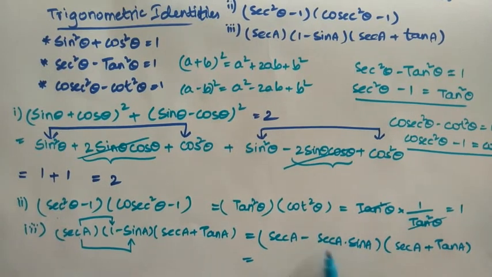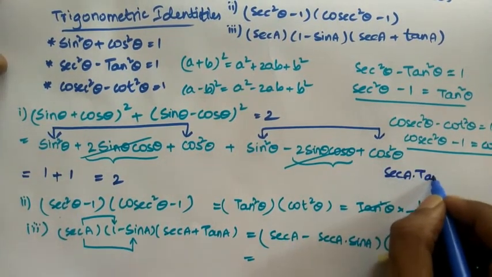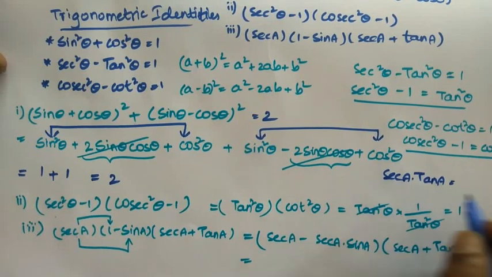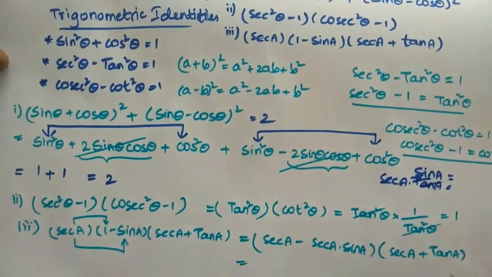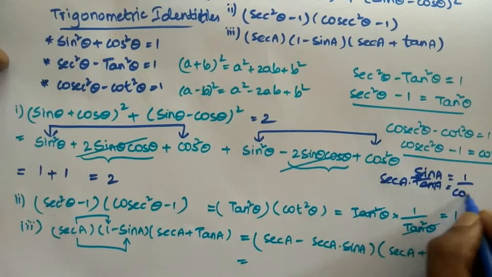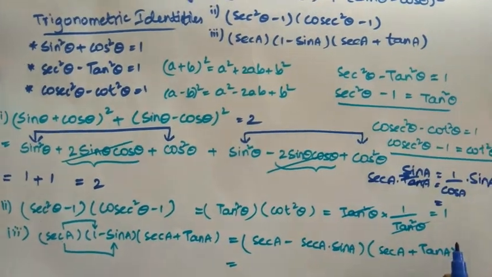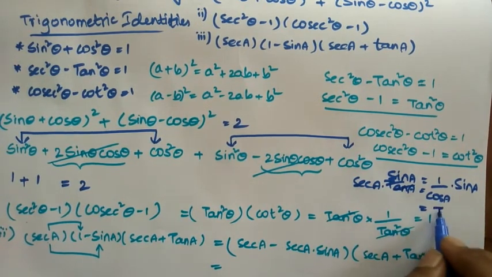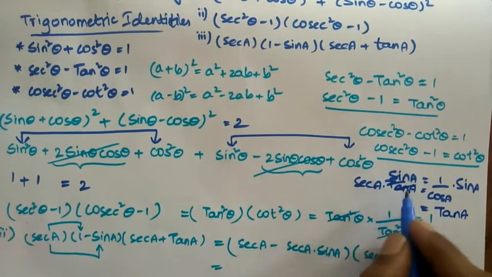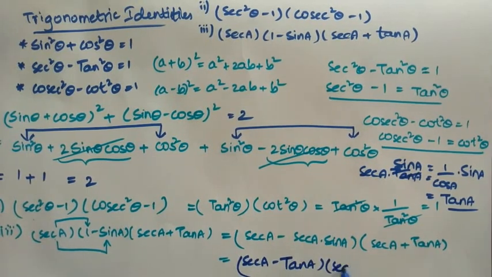Now observe this value, secant A into sin A. Secant A can be written as 1 by cos A, the reciprocal of cos. 1 into sin A is sin A by cos A, and we know sin A by cos A is nothing but tan A. So in place of secant A into sin A, we can place tan A. So I am writing secant A minus tan A into secant A plus tan A.